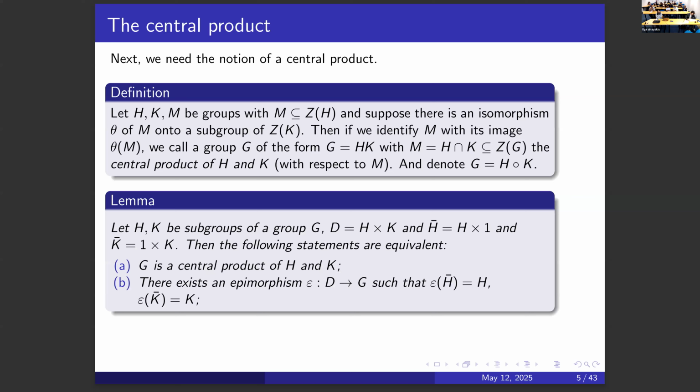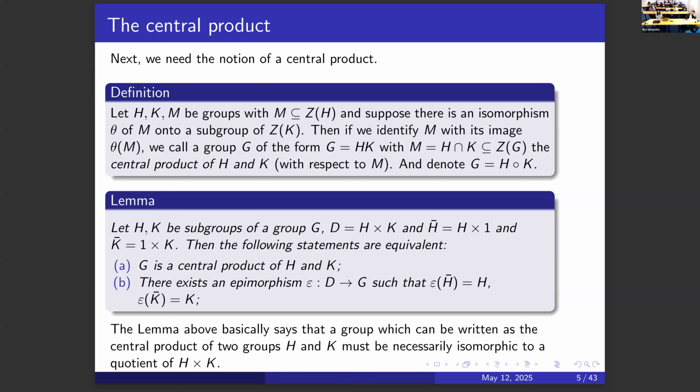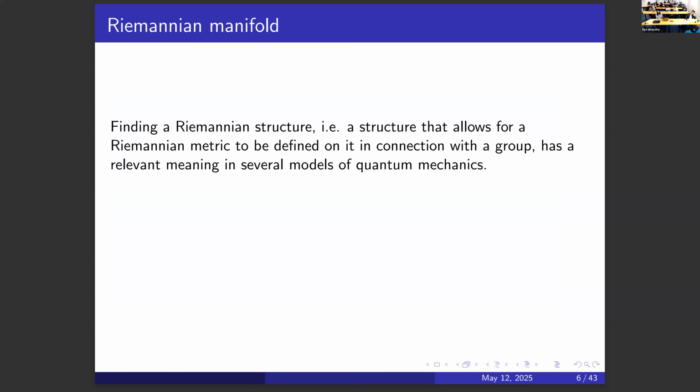So another nice thing that comes with having a central product is that if you extend our H to H plus 1 and call it H bar, then we can actually find an epimorphism from D, which is just H cross K, onto G, which is our central product. So basically, this says that our central product is actually a quotient of the direct product, which is what you'd expect, given the fact that we identify their centers. So yes, that's basically the same thing I just said.